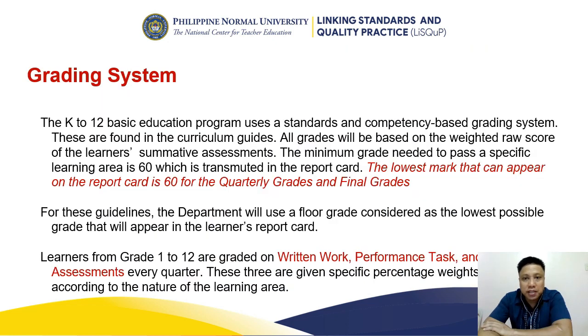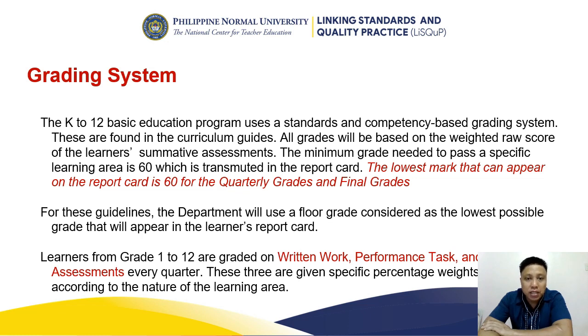The grading system. The K-12 basic education program uses a standards and competency-based grading system. These are found in the curriculum guides. All grades will be based on the weighted raw score of the learner's summative assessment. The minimum grade needed to pass a specific learning area is 60, which is transmitted in the report card. The lowest mark that can appear on the report card is 60 for the quarterly grades and the final grade.